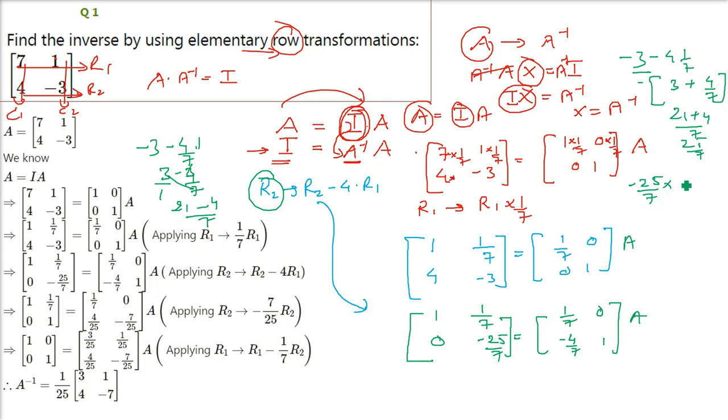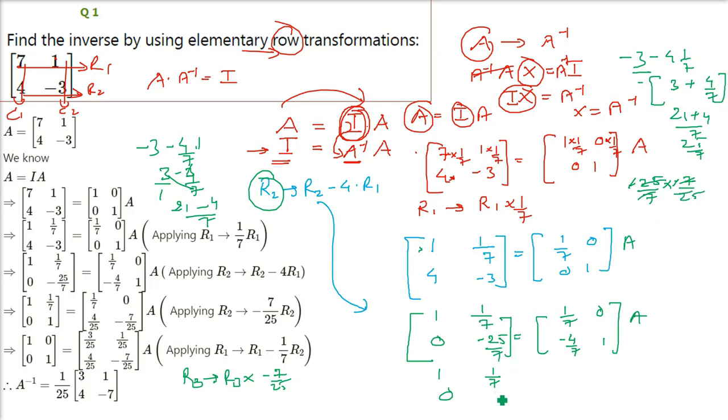If you multiply it by minus 7 by 25, minus minus will be plus, 25 gets cancelled, 7 gets cancelled, you get 1. So whole of the second row, that is row 2 we are multiplying. It's not row 3, it's row 2. There is a slight correction. Row 2 will multiply by minus 7 by 25. So you multiply 0 by minus 7 by 25. First row will remain like that, 1 by 7, and this is going to be 0. Minus 25 by 7 multiplied by minus 7 by 25 is going to be 1.